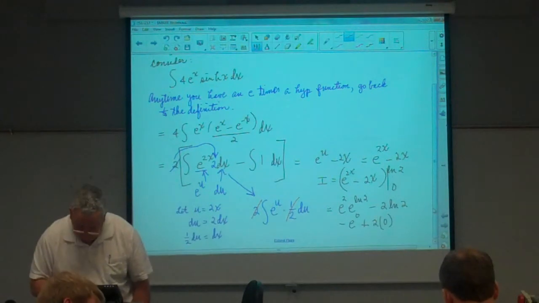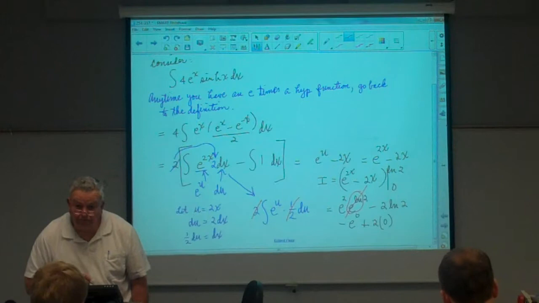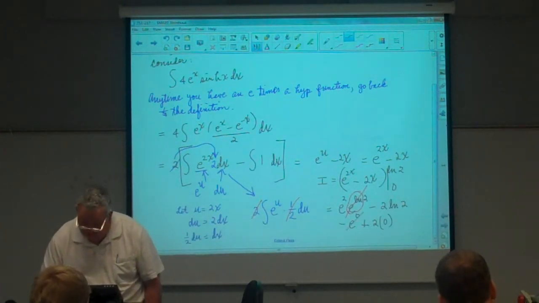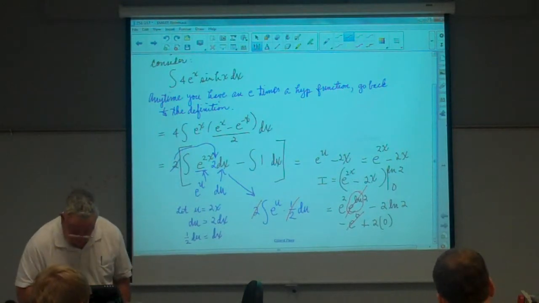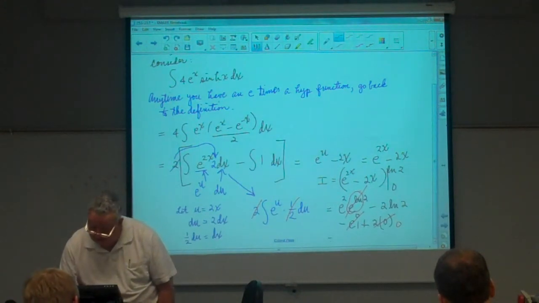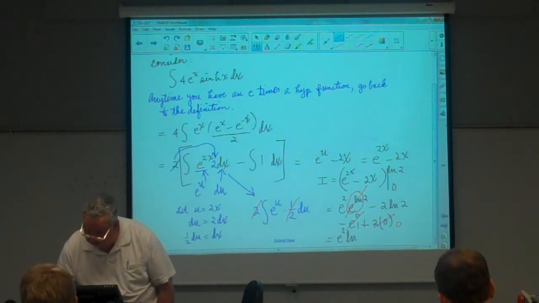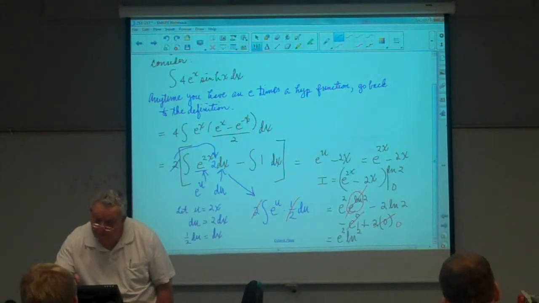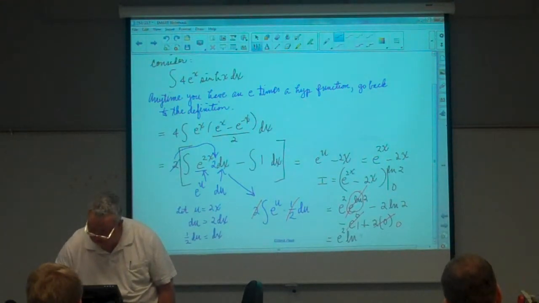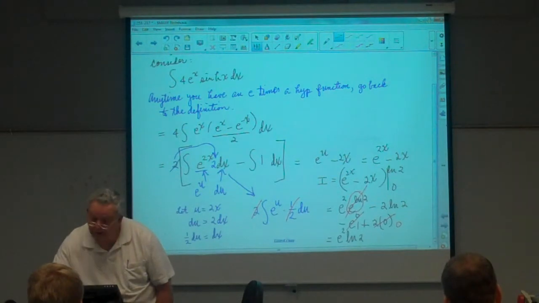But, right? So isn't this, and this is what? 1. And this is 0. So now my answer, e to the 2 log 2, whoops, log 2, should it just be 2? Yeah, it's just 2.